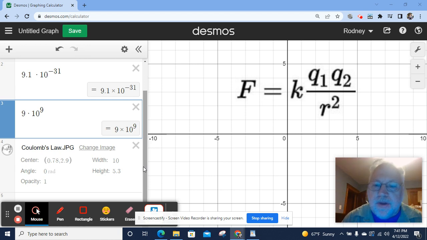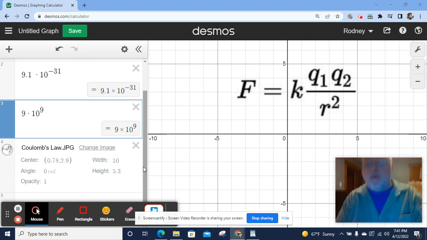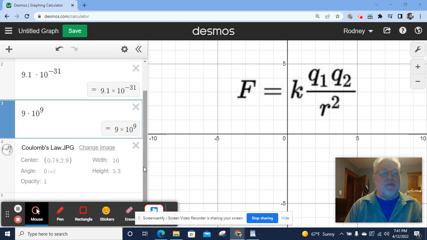This is Mr. Ward, and I'm going to demonstrate how we can use scientific notation to make some really extraordinarily complex calculations very simple. So I'm going to look at a little thing called Coulomb's law. This shows up in physics and chemistry and a lot of scientific concepts. Coulomb's law has to do with how much electromagnetic force there is between two objects that have electrical charge.